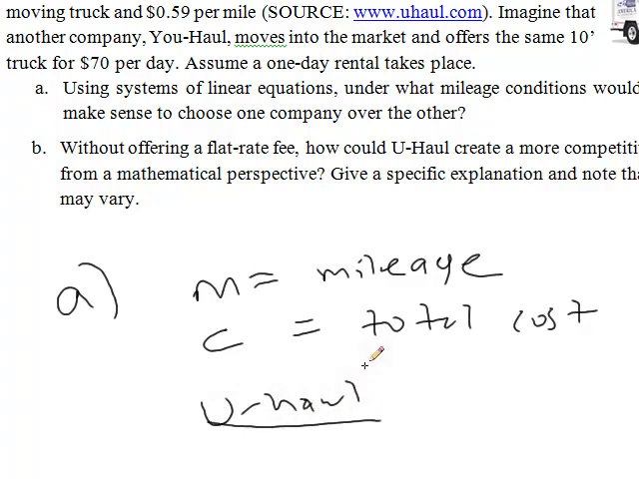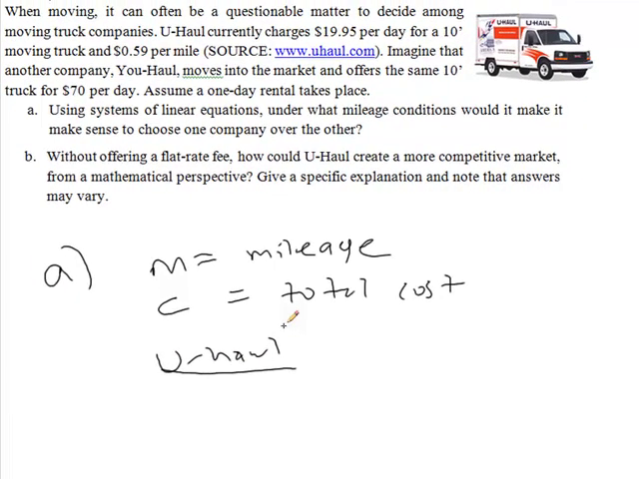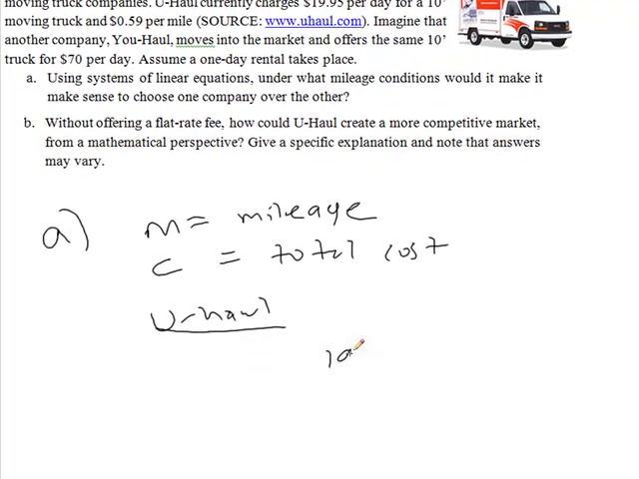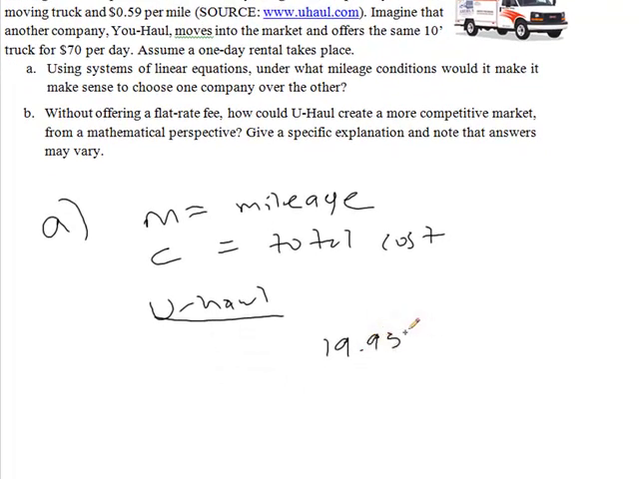We don't really technically have constraints here except constraints on each of the two companies. So U-Haul charges $19.95 per day. Regardless of how much you travel, $19.95 is a given. But on top of that, you're going to add 59 cents per mile. So 0.59 times the number of miles plus $19.95 will give us the total cost.